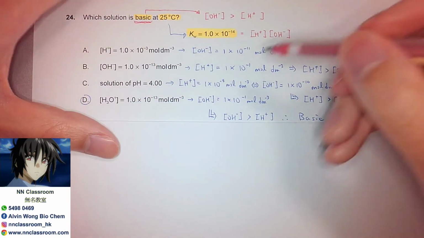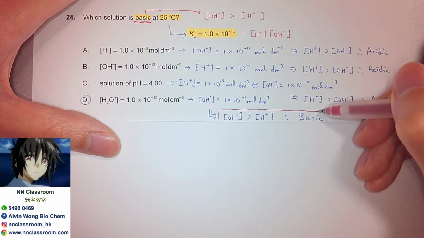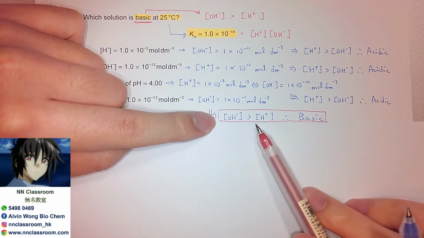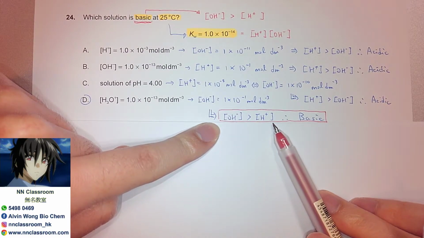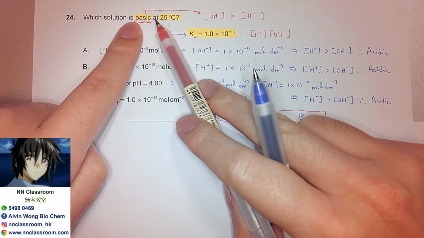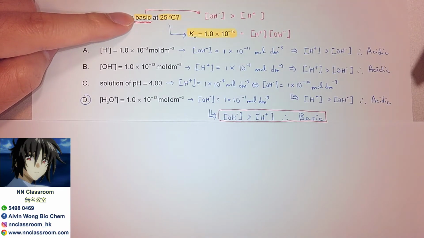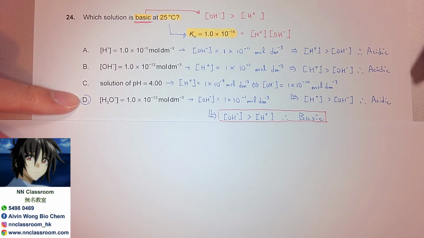So the only choice to be basic is the one that fulfills the condition as mentioned: the hydroxide concentration is greater than the proton concentration. So that's why it brings you to a basic situation. So the answer for this question is D.